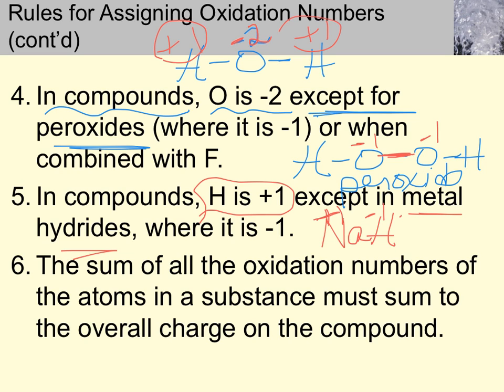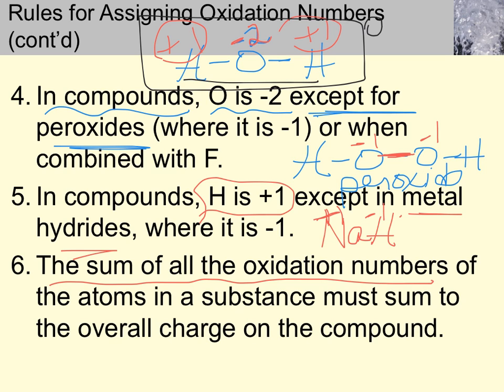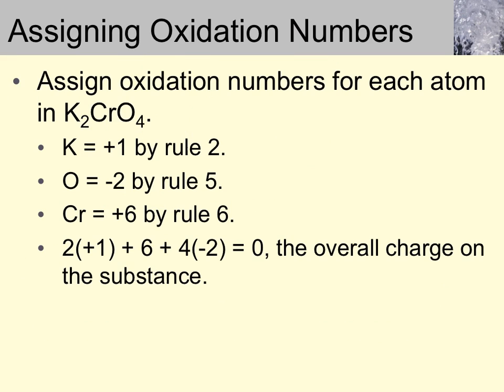Okay, the last rule: the sum of all of the oxidation numbers in a particular compound must equal the charge of the compound. So, what is the overall charge of water, for example? It's 0. That means that when you add together all the oxidation numbers of the elements in water, they better add up to be 0. And in this case they do. That's just a way to check yourself that you assigned oxidation numbers correctly.